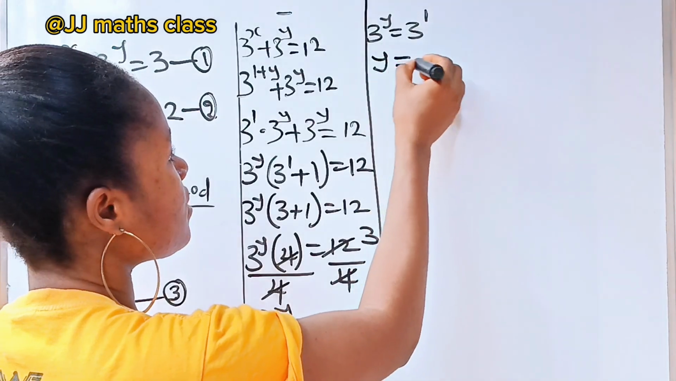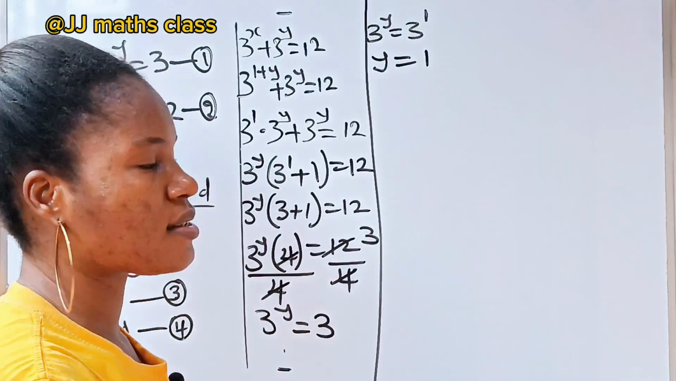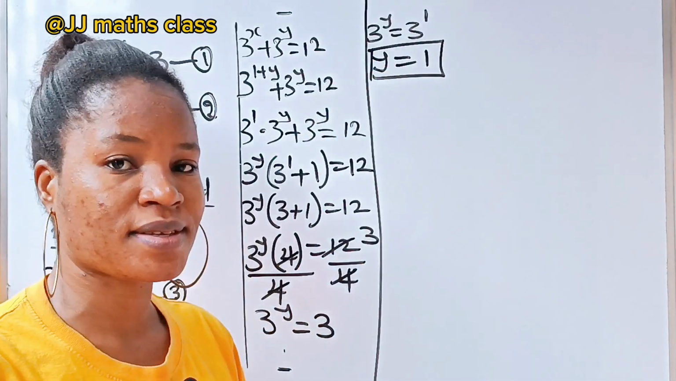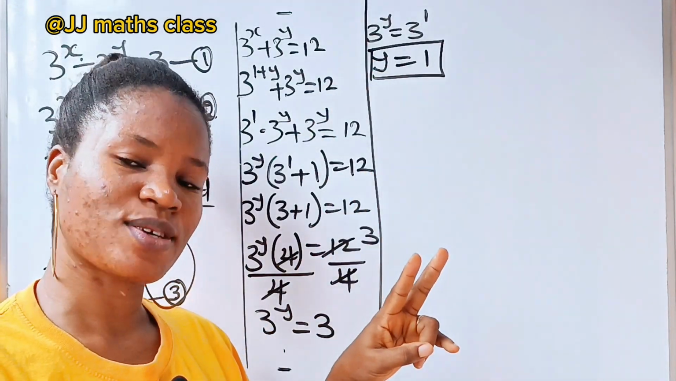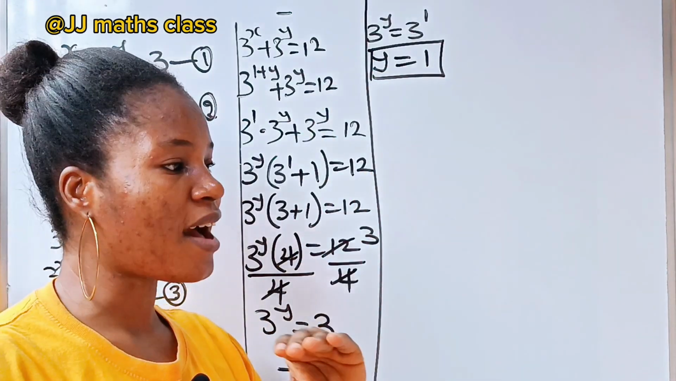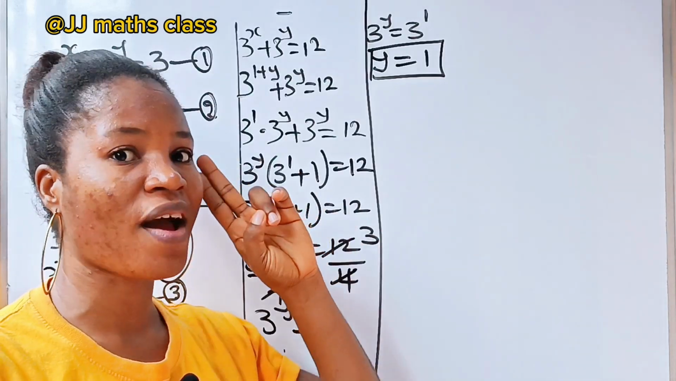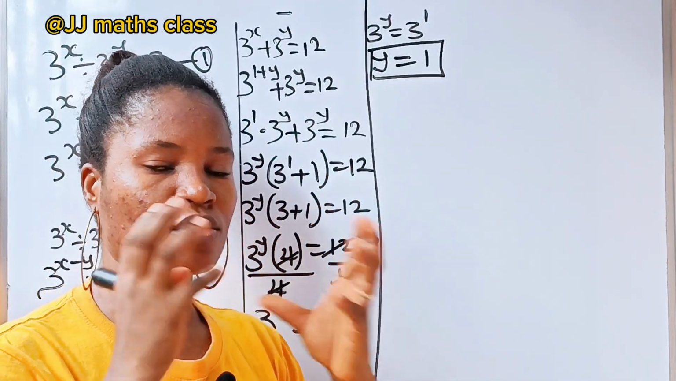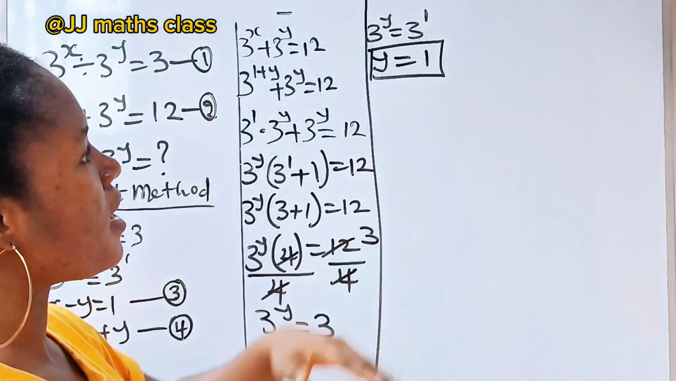So we write y is equal to 1. Yes, so we have found the value of y. Remember, this is the first method. We have the second method. Stick around and see how we are going to use the second method. That one is very, very smart. To get that, you need to be smart to manipulate it. All right, so let's go.